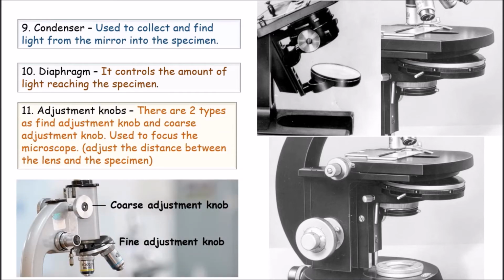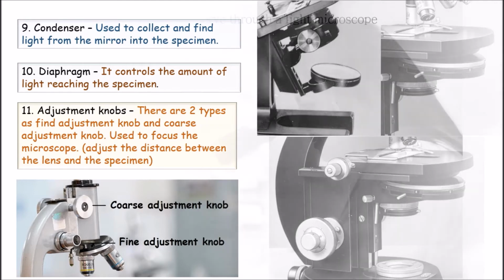Adjustment knobs. There are two types of adjustment knobs: the fine adjustment knob and the coarse adjustment knob. They are used to focus the microscope, that is, those knobs adjust the distance between the lens and the specimen to obtain a clearer image.